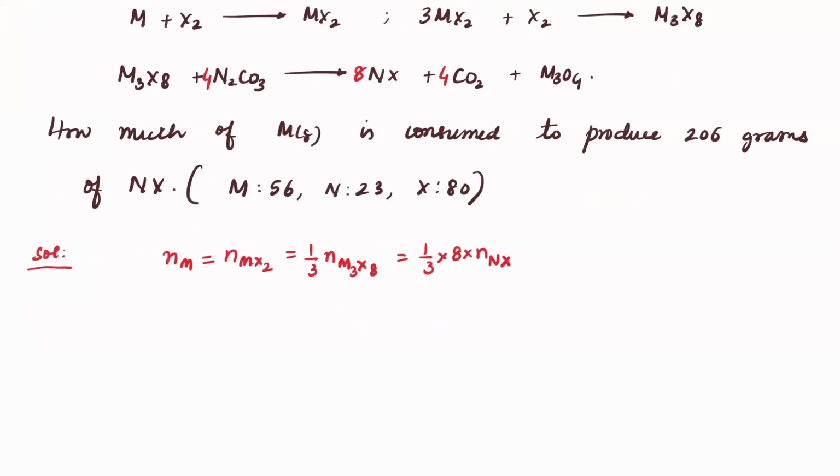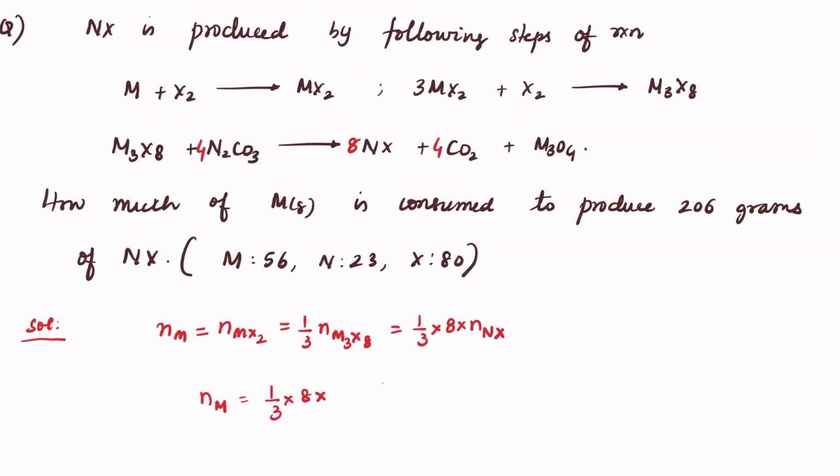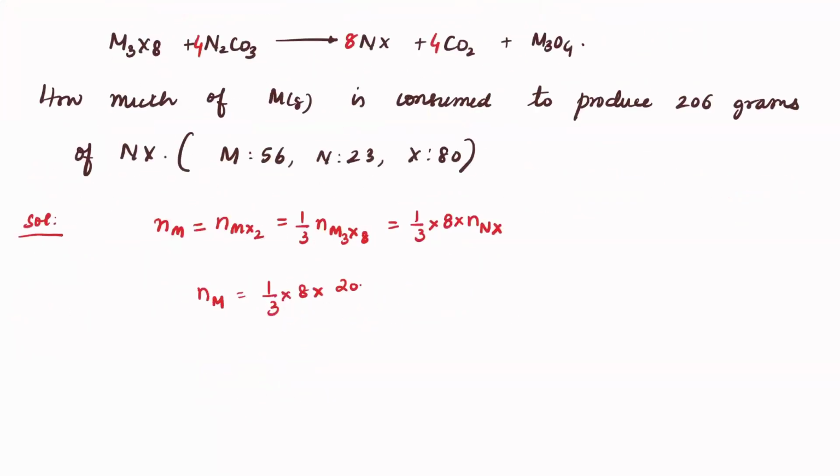So now I think you know how to relate these four. From here I can calculate the number of moles of M will be equal to 1/3 into 8 into the number of moles of NX. The weight of NX is given as 206, divided by the molar mass of NX, which is 103. So that makes it 2 times, so 16 by 3. Correct. So 16 by 3 moles is what will be present here. So the weight of M will be equal to 16 by 3 into 56.